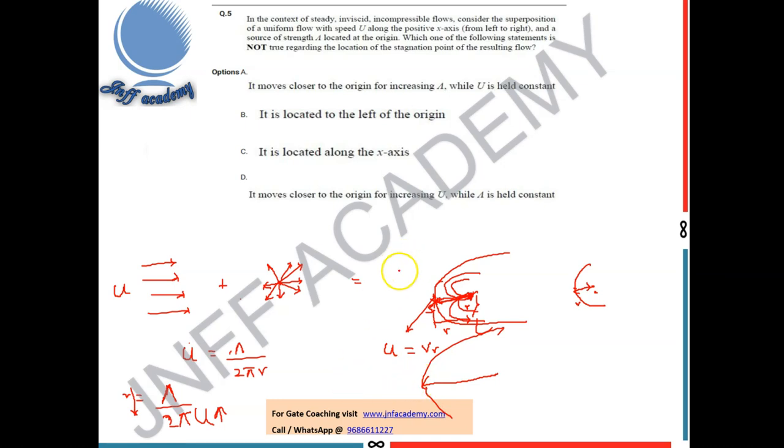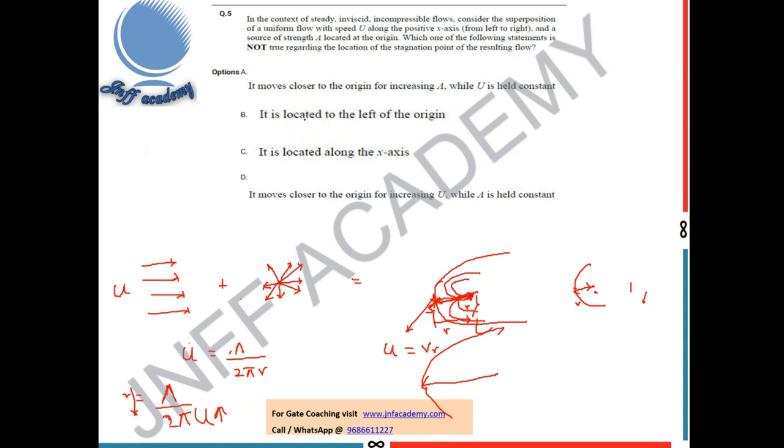Provided you held the U constant, if you increase the gamma, the stagnation point is going to move away from the origin, right? It's going to increase its distance from the origin. So which is not the true statement. Then option A is not the true statement.